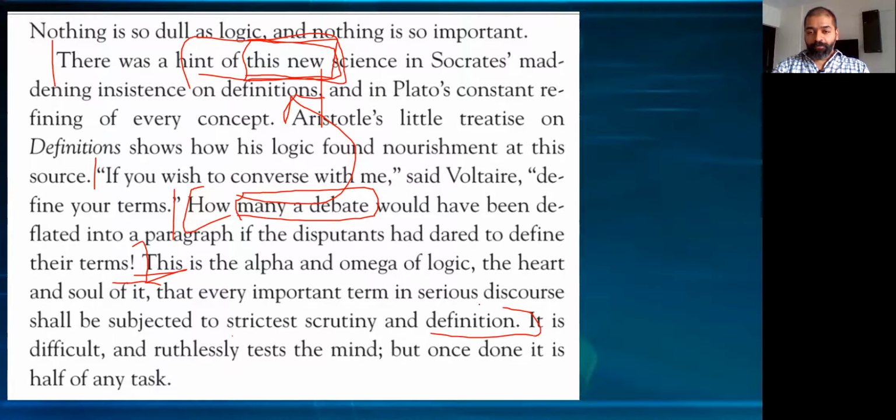See, a good reader, for that fellow, this sentence does not matter at all, because that fellow understood from these pronouns that logic exists in definitions. This entire sentence is the alpha and omega of logic, the heart and soul of logic, that every important term must be subjected to strictest scrutiny and definition, something that's already understood, almost like the summary of the case. So this should not be new information for you. If this feels like new information for you, that means you did not connect.